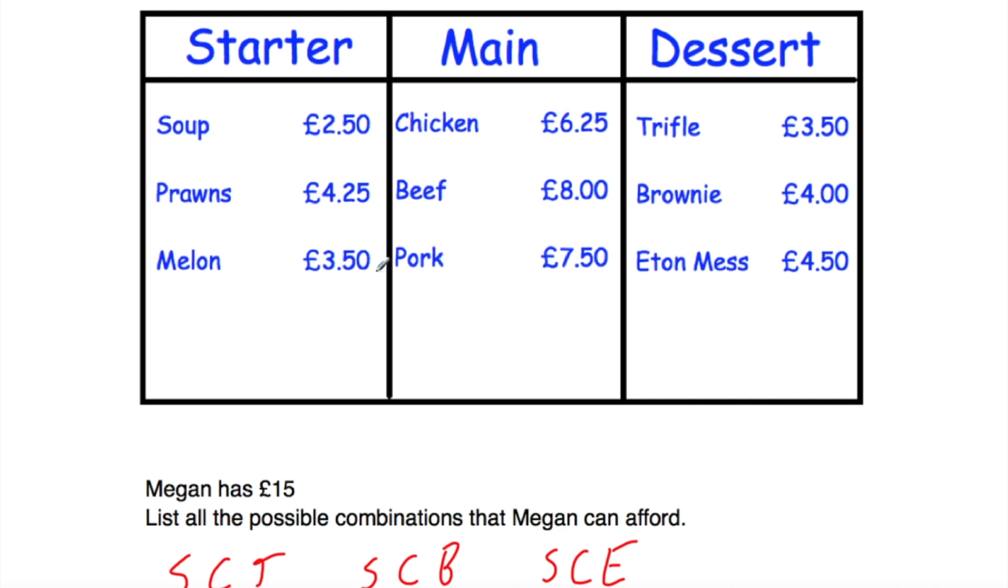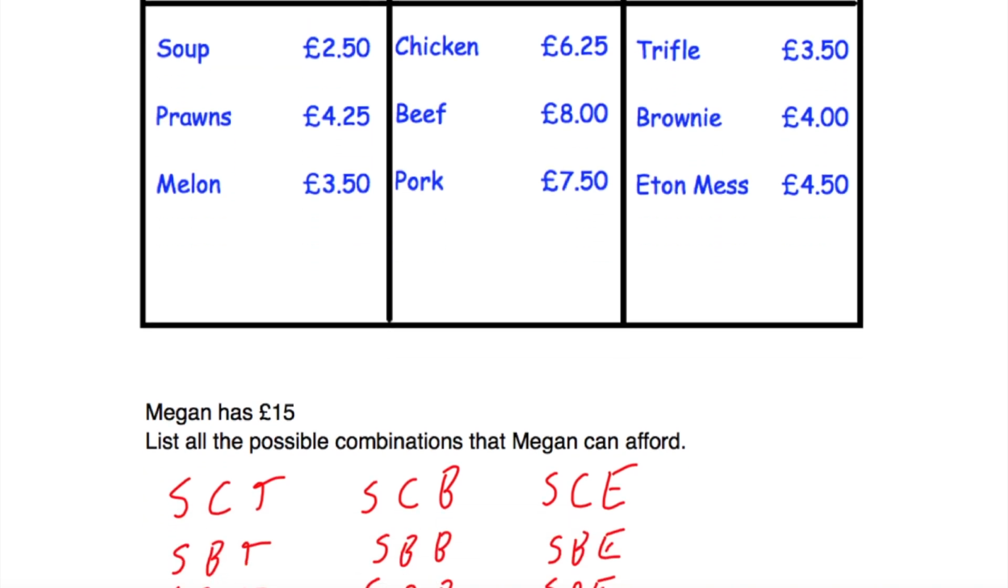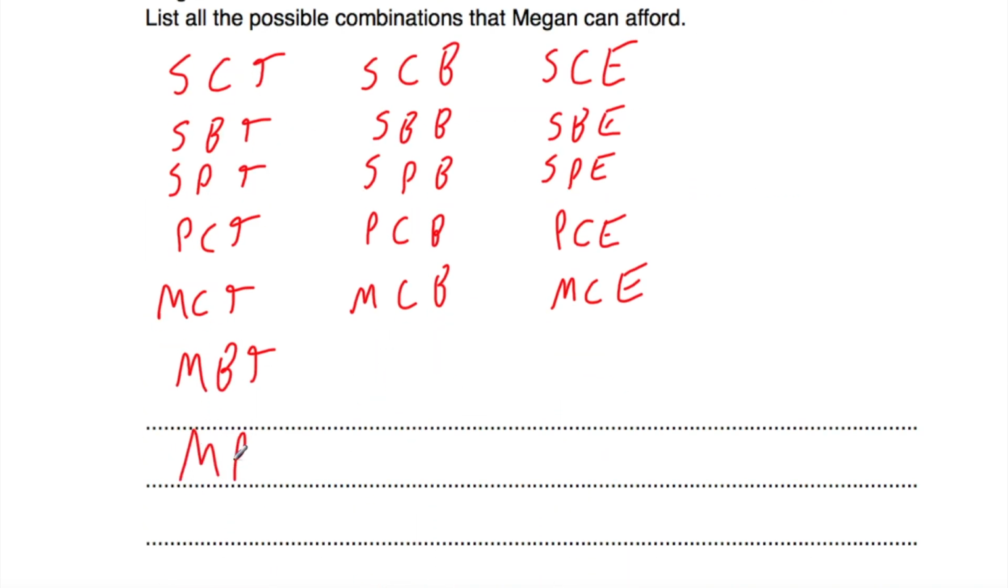The pork's a bit cheaper, so maybe she might be able to afford some more desserts here. So that would be £3.50 plus £7.50 is equal to £11. That means she's got £4 left. So that means she can afford the trifle and the brownie, but not the eton mess. She can have melon, pork and trifle, and melon, pork and brownie. And that's it. So they would be the possible combinations that Megan can afford. They're all the options that Megan can afford.